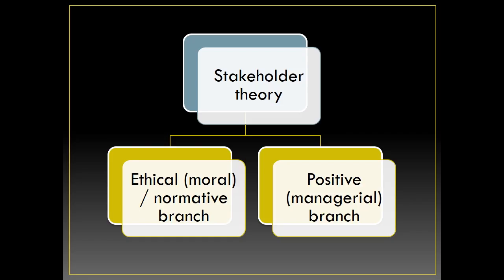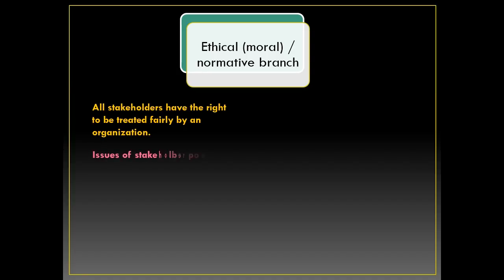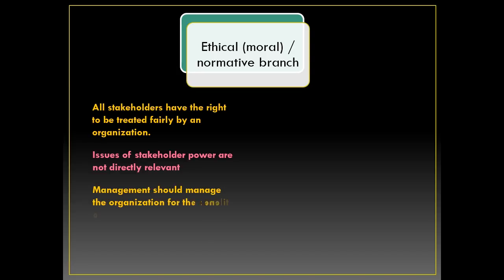There are two broad branches of stakeholder theory, which are the ethical or moral or normative branch and the positive or managerial branch. Now, I will explain the ethical branch. Under the ethical branch of stakeholder theory, all stakeholders have the right to be treated fairly by an organization. Issues of stakeholder power are not directly relevant. Besides, management should manage the organization for the benefit of all stakeholders.